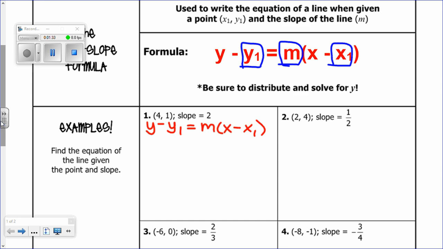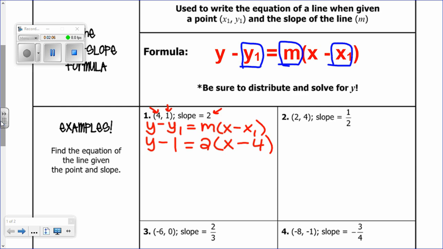So now we're just going to replace. So we got y minus, the y value is 1. So we got y minus 1 is equal to the slope is 2, okay? So 2 times x minus, and then the x value of the point is 4. So then we got x minus 4, okay? So from this, hopefully you can see where our points come from. The 1 is the y value, the 4 is the x value, and 2 is the slope.